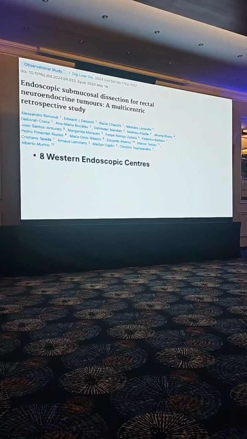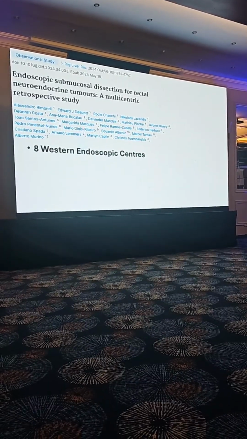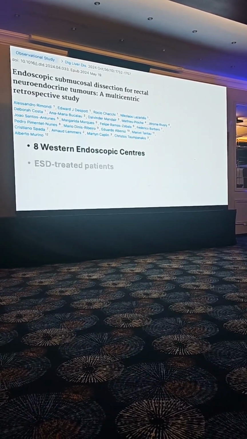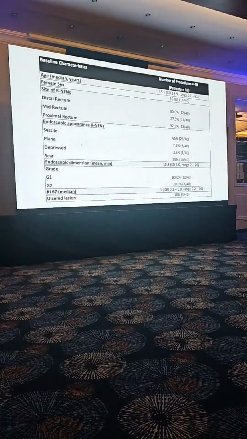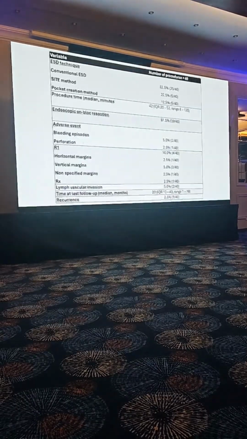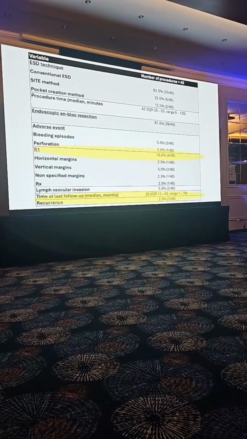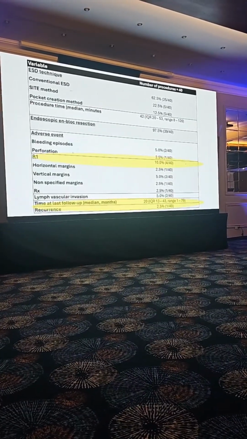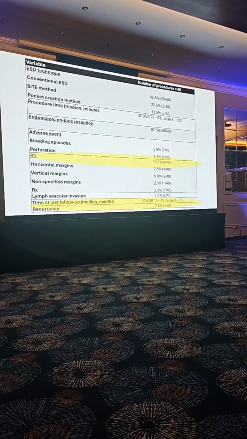This is another multi-center study, retrospective, that we've done in our center with the collaboration of other Western endoscopy centers, and we treated 40 rectal nets by ESD, and the R1 was only 10%, and the vertical margin was R1 in only 5%. But what is R1 for net?